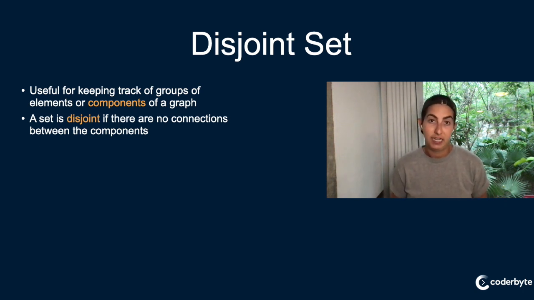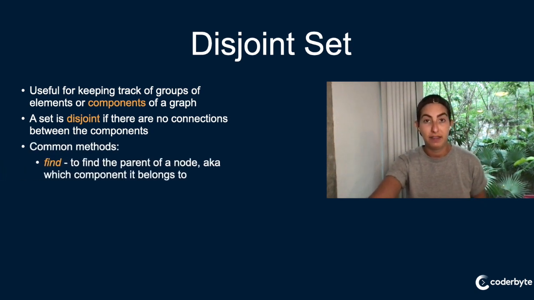Generally, with disjoint sets, you're going to hear 2 methods thrown around. These are the 2 methods that you use on disjoint sets. The first method is called find, which is essentially just, given a node, find its parent, which is the node of the component it belongs to. And every node in a component will have the same parent. So find is a method that, given any node, tells me what component it belongs to, or what its parent is.